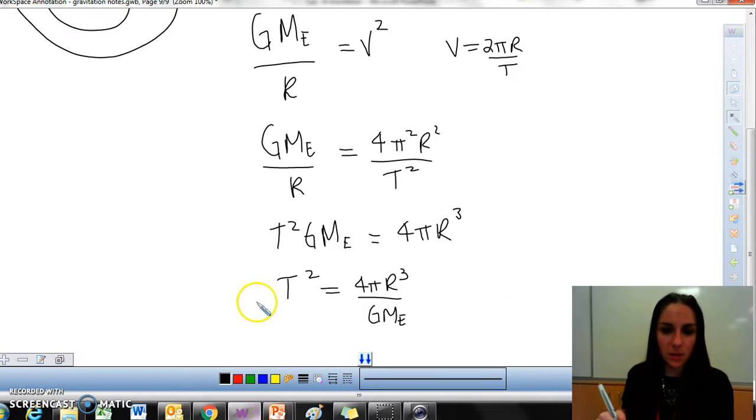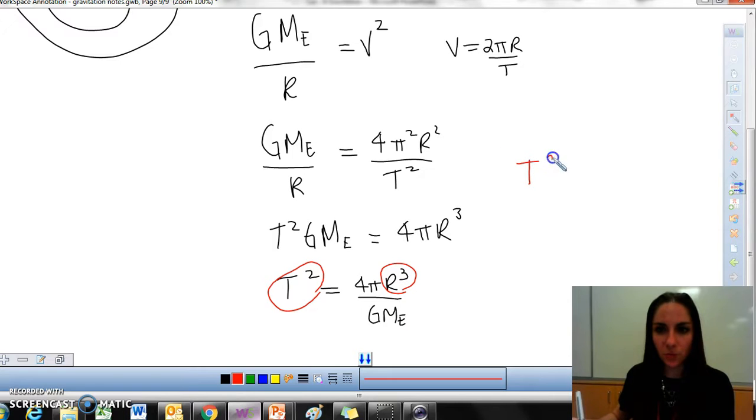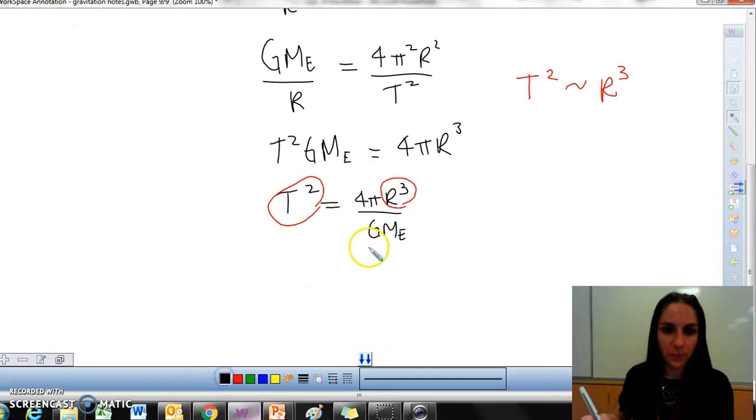Like that. Sometimes, I'll leave it in this form first because you can see the relationship that Kepler was describing. T squared, r cubed. Kepler said that T squared is proportional to r cubed, which means they're related. But this is not how to calculate the actual values. To do that, you have to use this equation here.